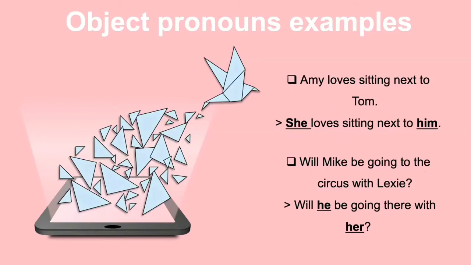Now here are object pronoun examples. The first sentence is Amy loves sitting next to Tom. When we change it, it will be she loves sitting next to him. The second sentence is, will Mike be going to the circus with Lexi? Here the sentence will be, will he be going there with her?